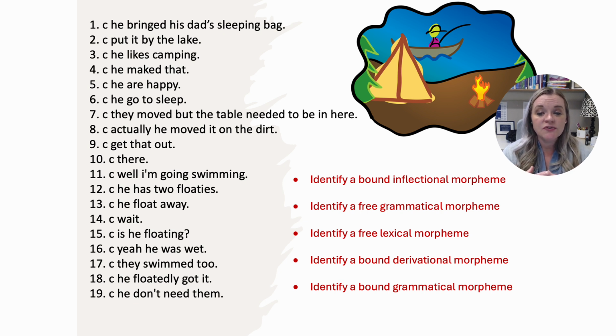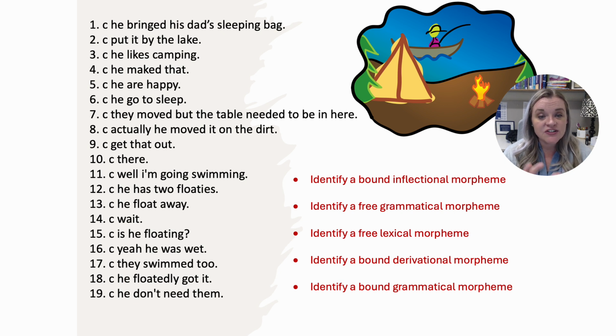So we're just going to look at these items in red. We're going to find them in the language sample. I'm not going to find every variety of option here, but I am going to just try and explain the concept so we can review it and then identify 1 or 2 examples as they are found in the language sample. So the first one is identify a bound inflectional morpheme.